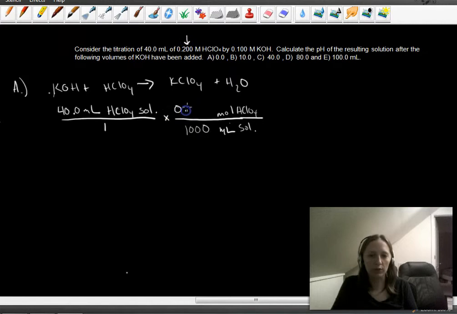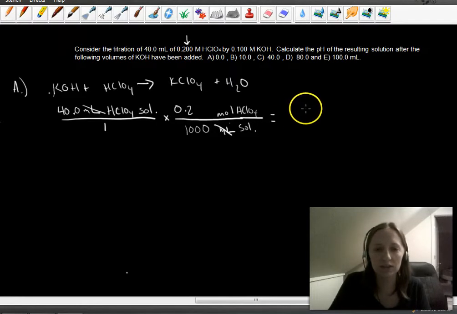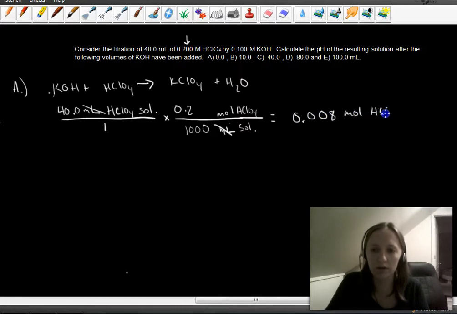That's 0.2 moles. So 40 milliliters of solution is what you have, and the concentration of that solution goes in your equality here, because there are 0.2 moles per 1,000 mils. That is going to tell you, canceling the milliliters, how many moles of perchloric acid you started with, which is important. That's 40 times 0.2 divided by 1,000, which is 0.008 moles of perchloric acid.